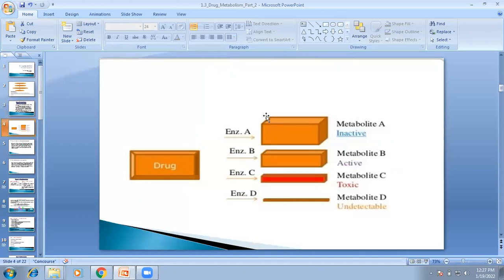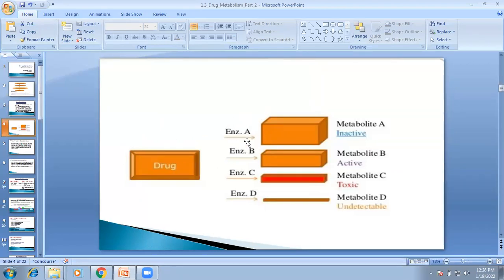Now, what type of action the enzymes are going to do on the drug molecule in the biotransformation process, which enzyme shows which type of activity in the biotransformation process, that we are going to discuss. For example, there are 4 types of enzymes, A, B, C, D. This is an example. These are not actually enzymes.